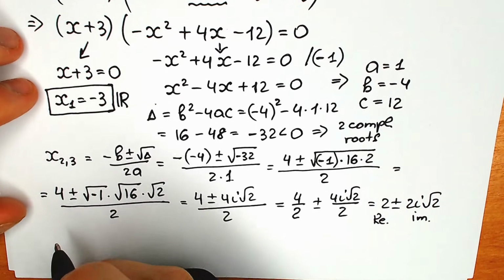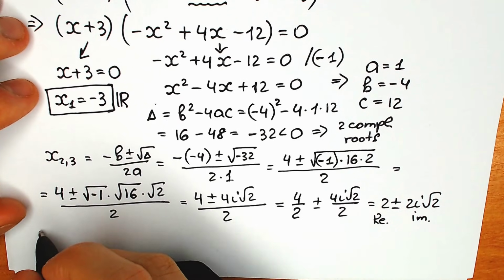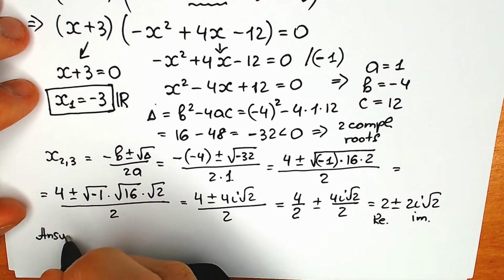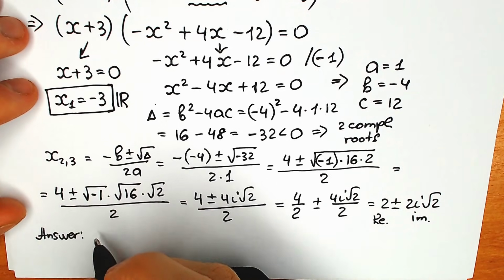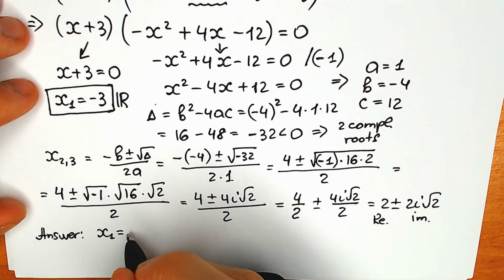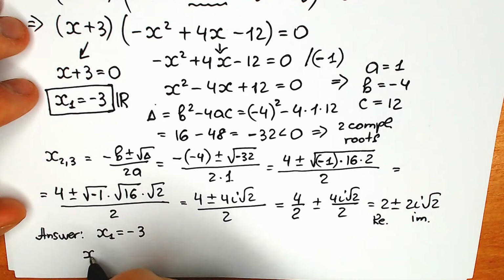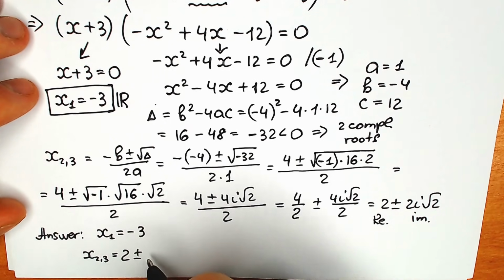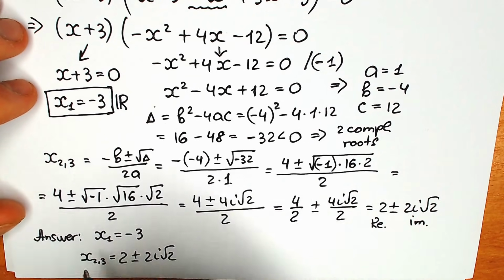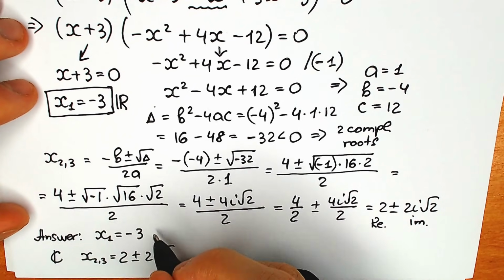And let's write all of these roots, for example, right here on the left side. So our answer to this question: x first equals minus 3. And let's gather all of this together: x second and third, we have 2 plus minus 2i square root of 2. Okay, really great. So this is our complex roots. This is our real number root.